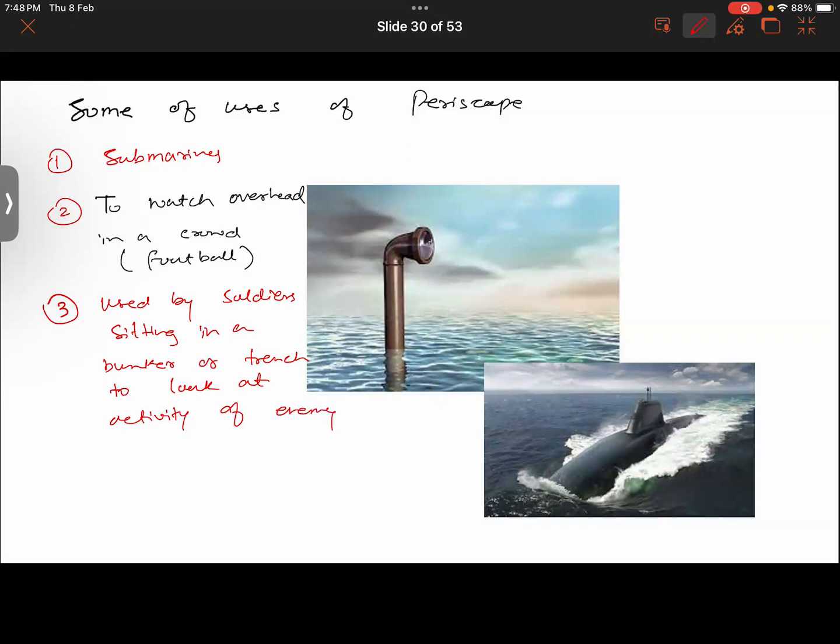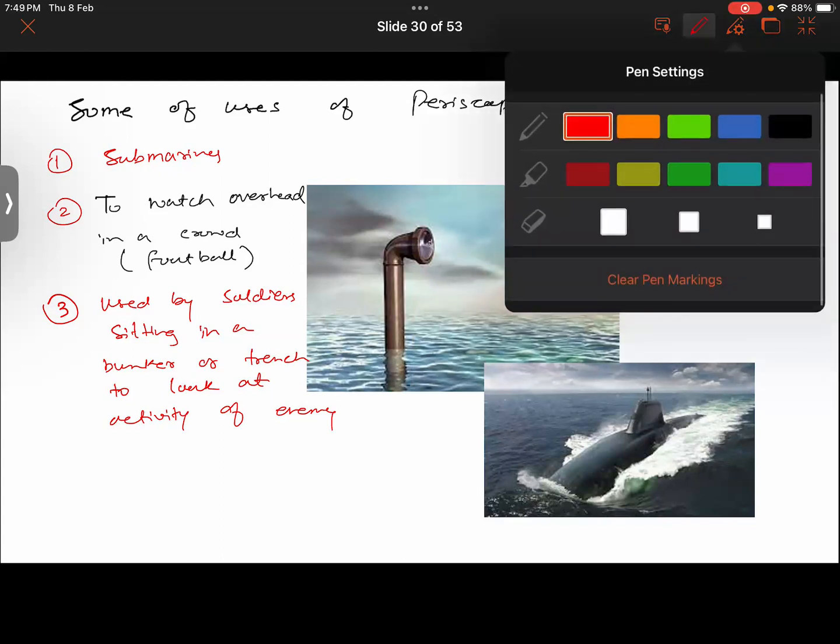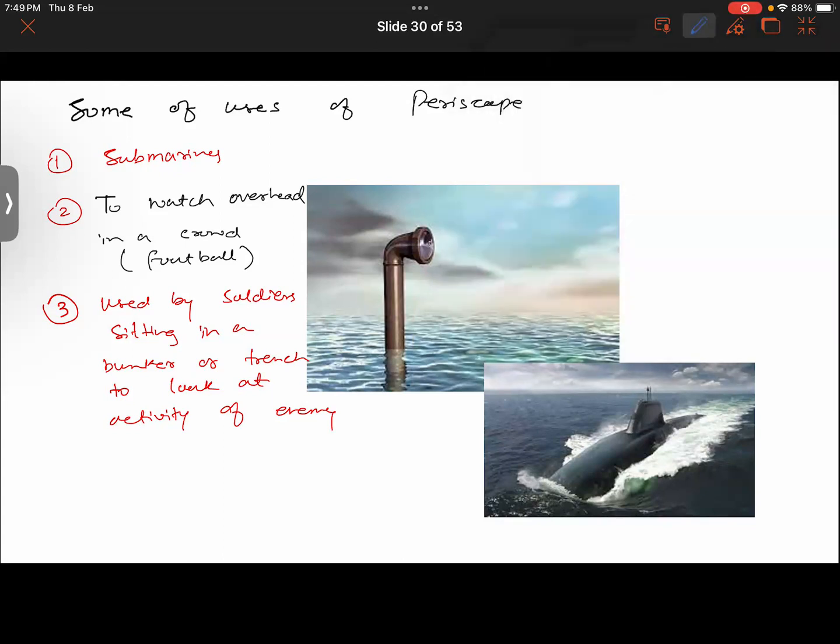Are there any other uses? Can there be any other uses? I suppose this much is enough. So that is the thing here. I hope all of you know the formulas.